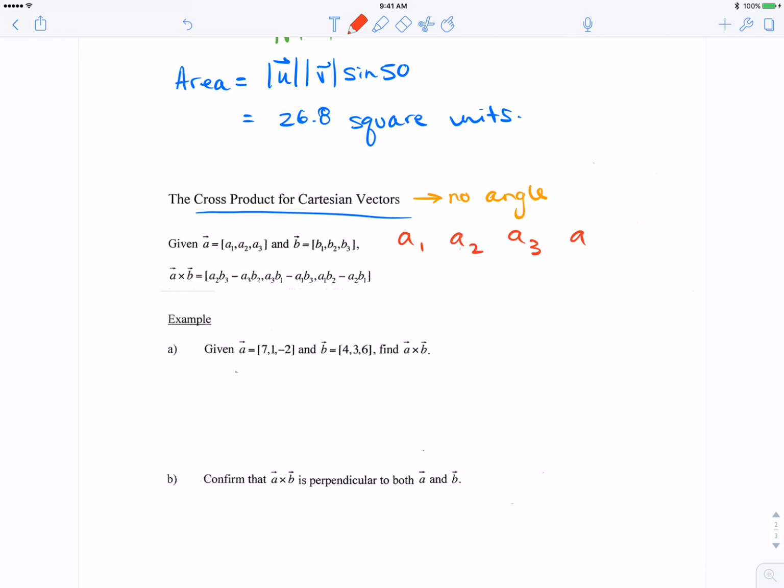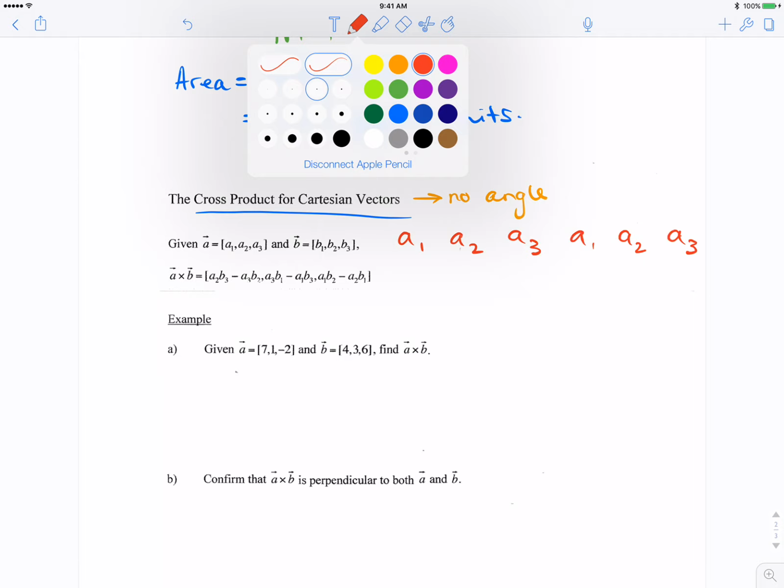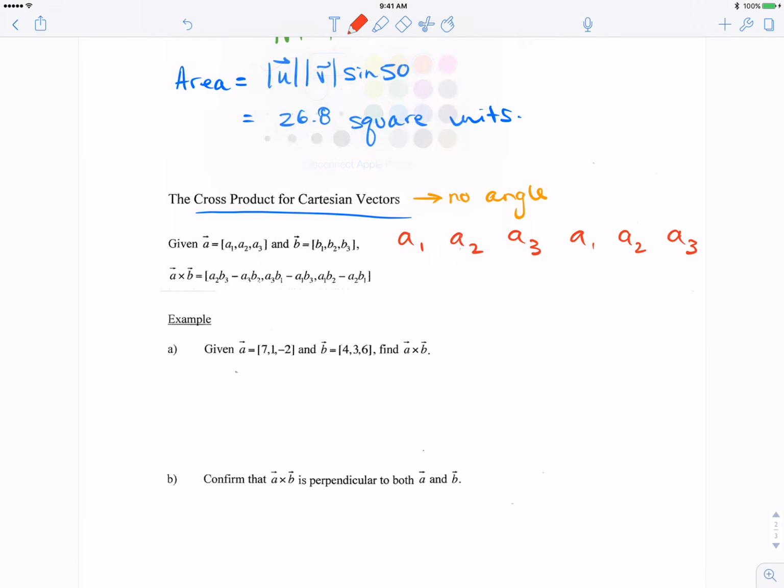Okay. A1, A2, A3. I'm going to do the exact same thing with the B's. Should I keep it red? Yeah. B1, B2, B3. This is so important, and you need to write it out every time. Not with the actual B's, but with numbers when we get to vectors with numbers. The reason we do this is that it covers all of our bases for components, making sure that we're multiplying all the A's by the appropriate B's.